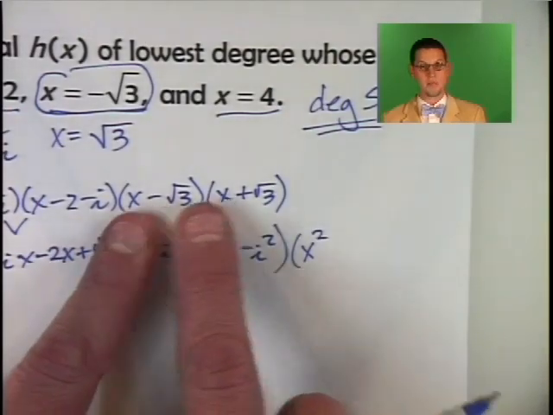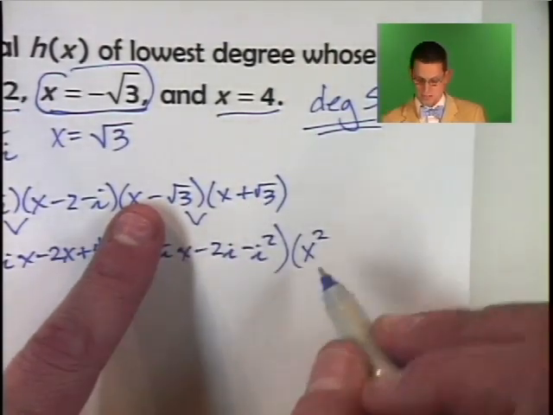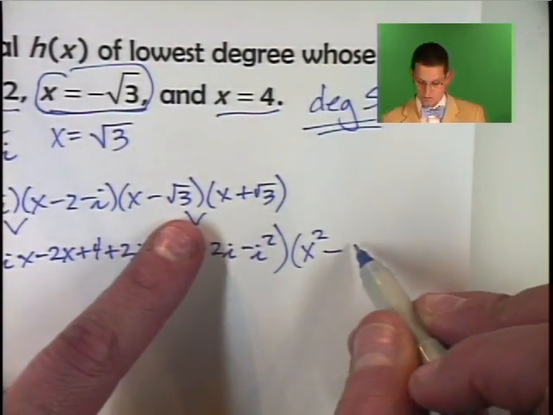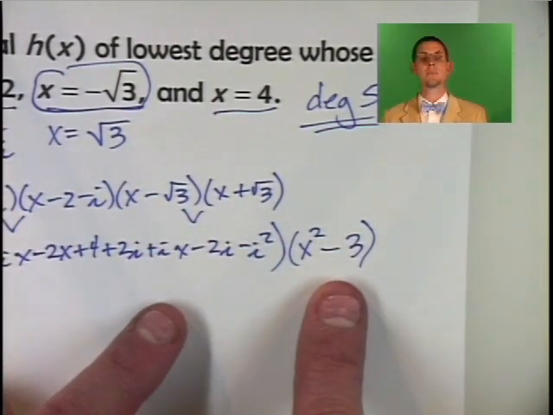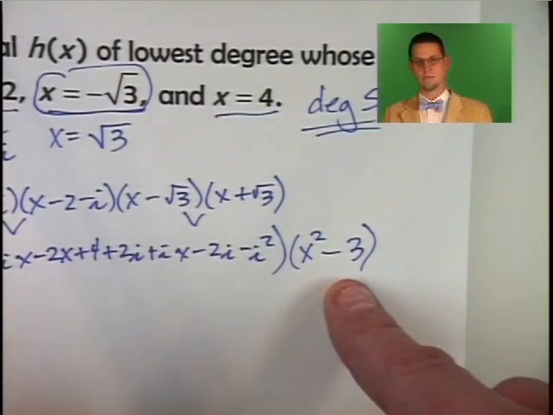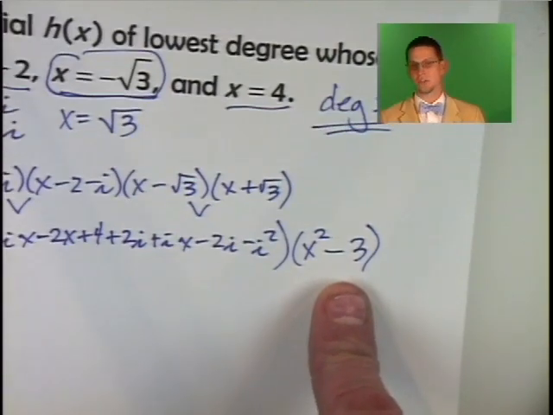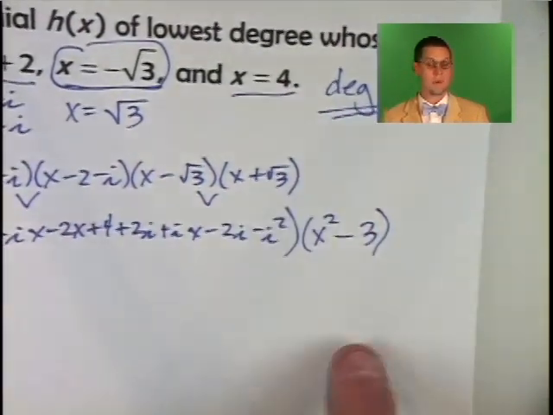And all we're left with are these last things. Negative times positive is negative. Square root of 3 times square root of 3 is 3. So we say that this is an irreducible quadratic factor. It's not the prime factorization in terms of the linear factors, but we got rid of the radicals.